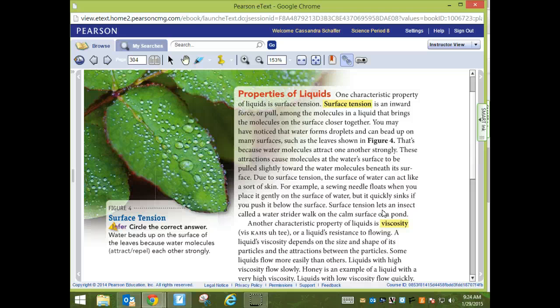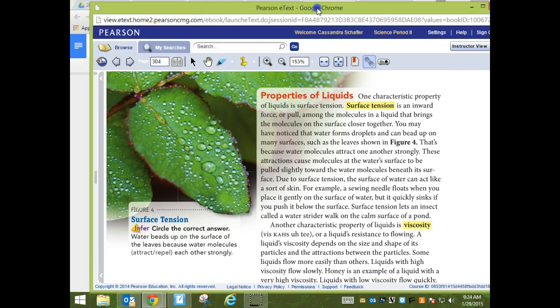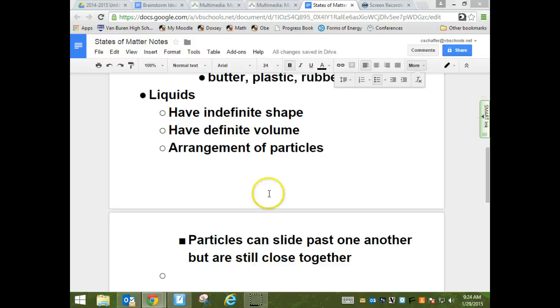For example, a sewing needle floats when you place it gently on the surface of the water, but it quickly sinks if you push it below the surface. Surface tension lets an insect, called a water strider, walk on the calm surface on a pond. So let's add this property to our notes.